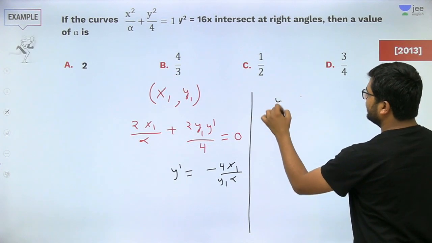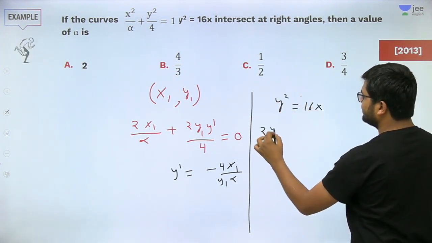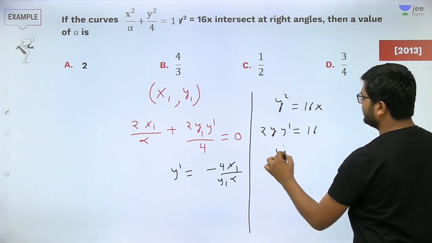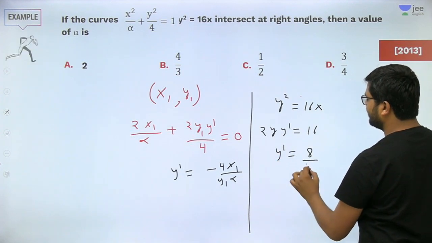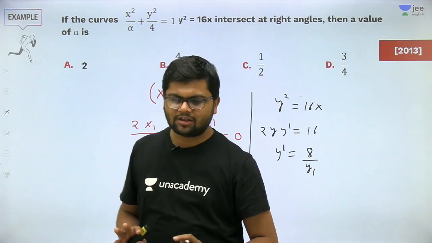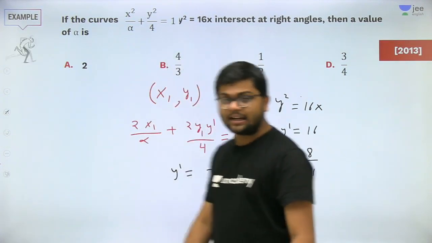Now for the second curve, y square equal to 16x, that is the second curve. Just differentiate it, 2y y dash equal to 16. So the slope for the second curve will come out to be 8 upon y1. Yes or not? So the slope for the second curve will come out to be 8 upon y1. Ravi beta, wonderful, very good. A is the right answer.